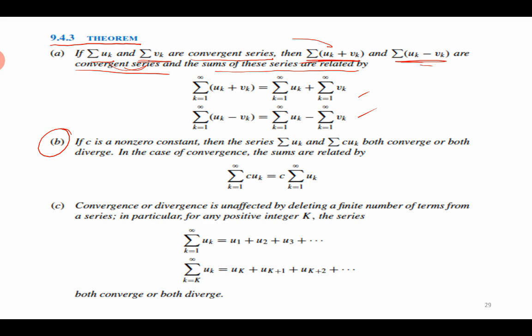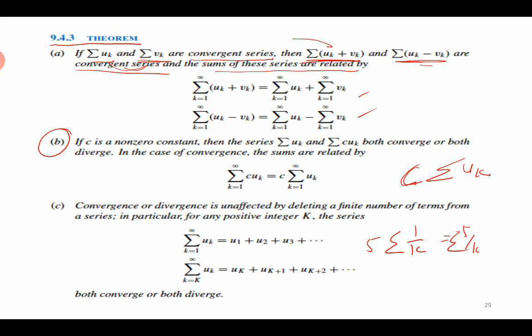Second point: when one series is convergent or divergent, when you multiply by a constant, it will not change the divergence or convergence. For example, we know 1 by k is the harmonic series, divergent. When you multiply 5 by k, 5 is common, but it is still the harmonic series, isn't it?